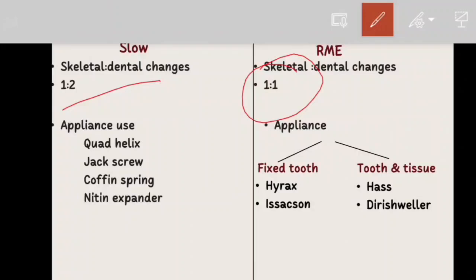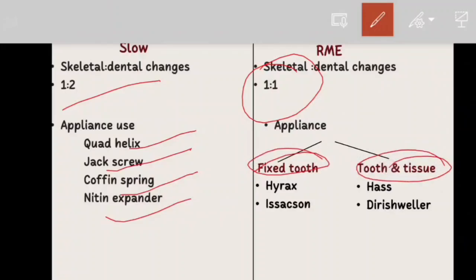The appliances we use are quad helix, jack screw, coffin spring and W-arch expander. While in rapid maxillary expansion the appliances are of two types, that is tooth-borne and tooth-and-tissue-borne. In tooth-borne we use the appliances Hyrax and Haas, and in tooth-and-tissue-borne we use the Hass and the Derichsweiler.